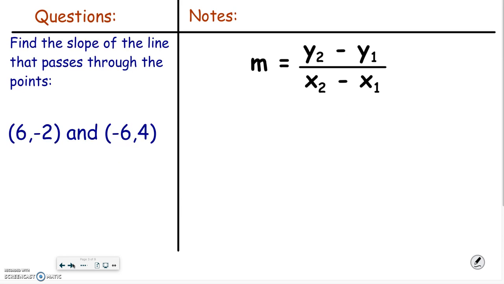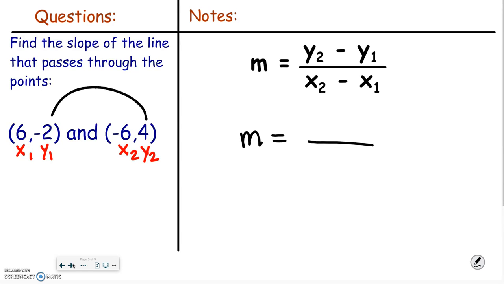Our second problem, label x and y for each ordered pair. And again, pick one to be the first, the other to be the second. So our slope equals y2 minus y1. So the top, subtract your y's. This one is 4 minus negative 2. And then subtract your x's, negative 6 minus 6.